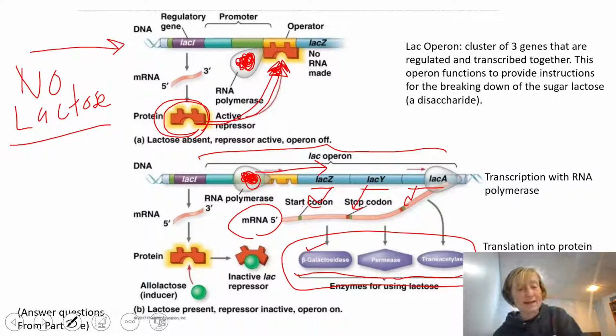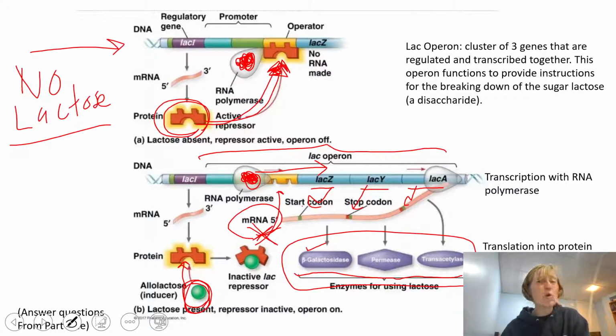But when there is lactose, shown here by this little green circle, if there's a lot of lactose around in the environment, some of it binds to the repressor and changes the shape of the repressor, and the repressor can no longer bind to the operator. And when the repressor can't bind to the operator, guess what happens? We make these three enzymes. We transcribe the lac operon and translate it into the enzymes. And so we call this an inducible system. We can turn it on. Lactose is the molecule that can turn this system on.